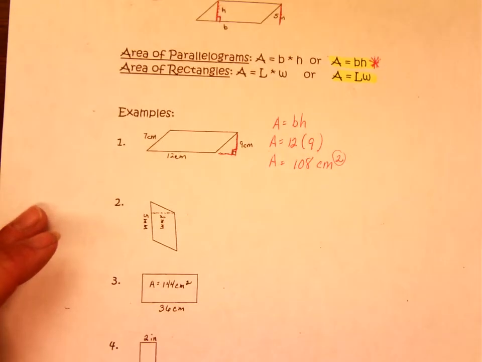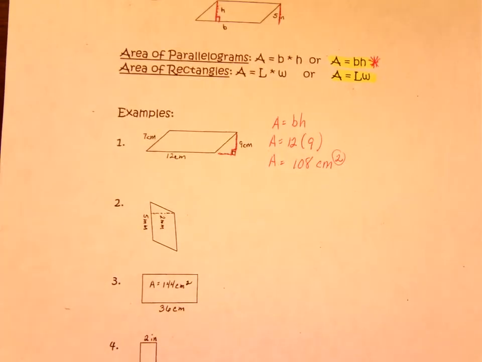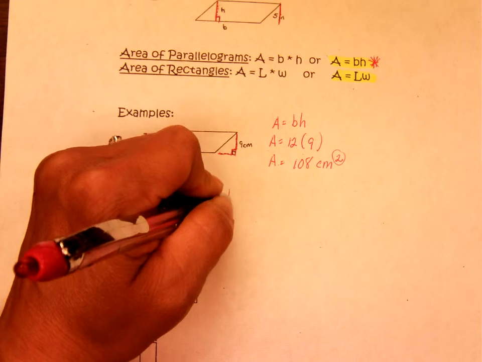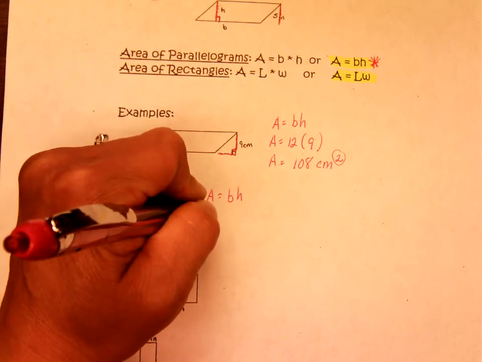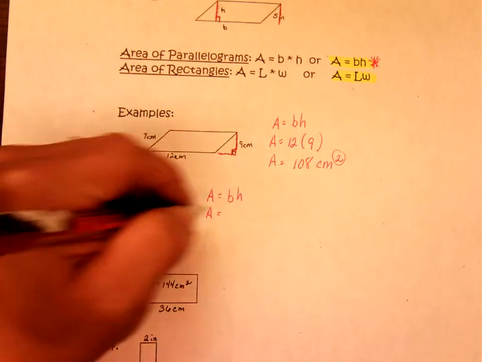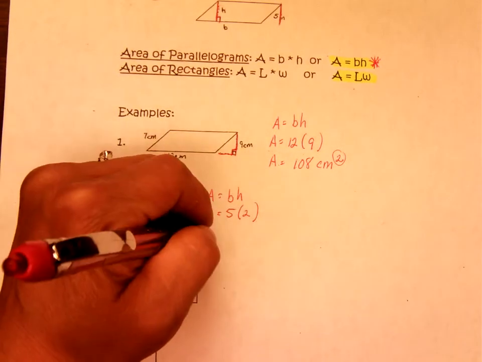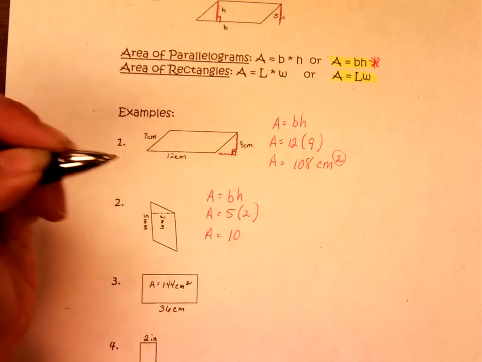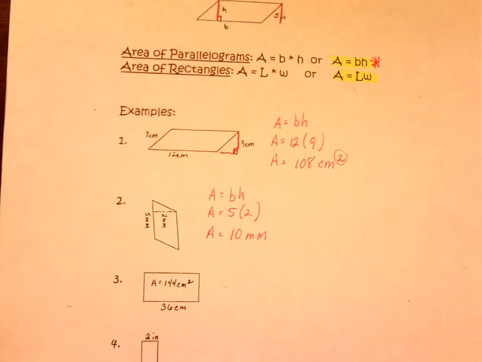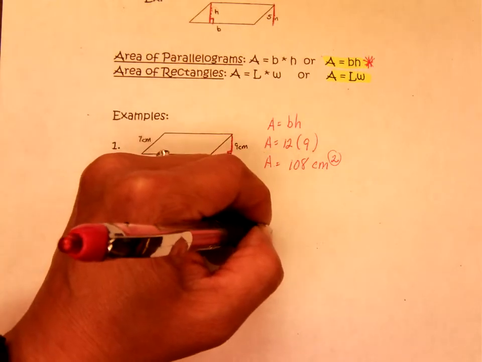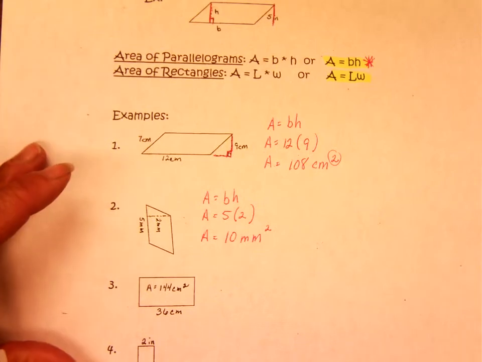Let's try number 2 on your own. When you're ready, go ahead and push play. So hopefully you knew to use the formula A is equal to BH. A is equal to, the base is 5, the height is 2, so A is equal to 10 millimeters squared. Now if you had just written 10 millimeters, I can tell you, you would have gotten a half point off because you forgot the square. So don't forget that square.